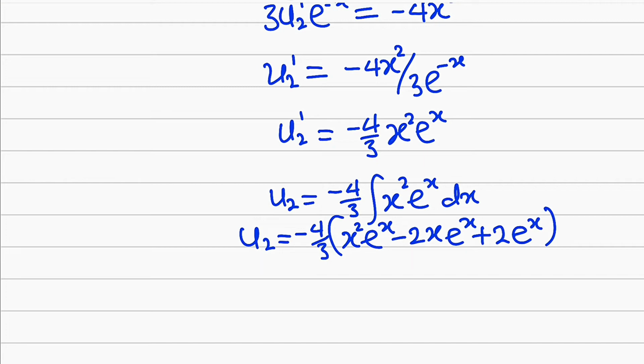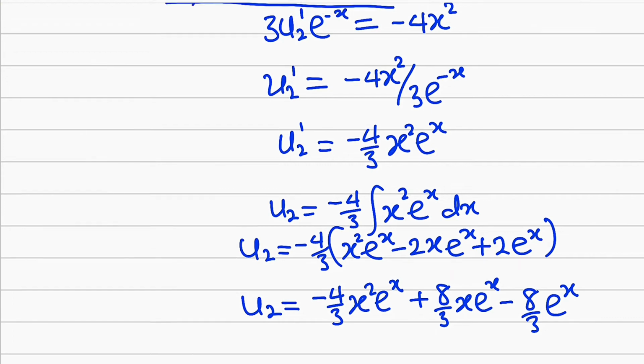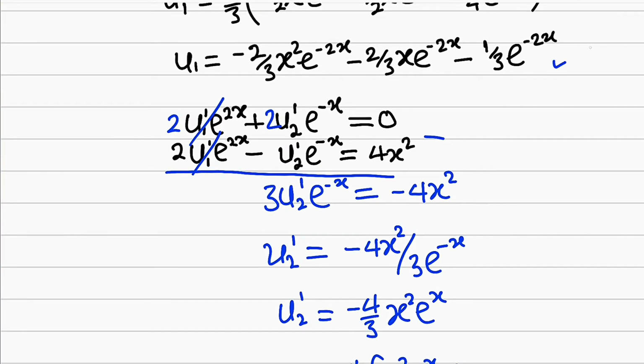Now let us distribute negative 4 over 3. Finally, u2 will be equal to negative 4 over 3 x squared e to the x, minus minus plus 4 times 2 is 8. We have 8 over 3 x e to the x, then minus 8 over 3 e to the x. All right, here is our u2. We have obtained our u1. Remember, this is our u1.